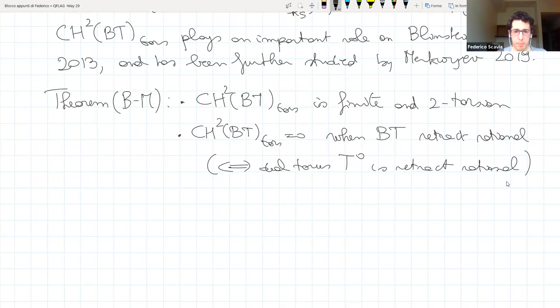The dual torus is the torus whose character lattice is the dual of the character lattice of T. It's defined by Poisson morphism. And then, okay, so these are some of the things they said about this group. And then they left a question.